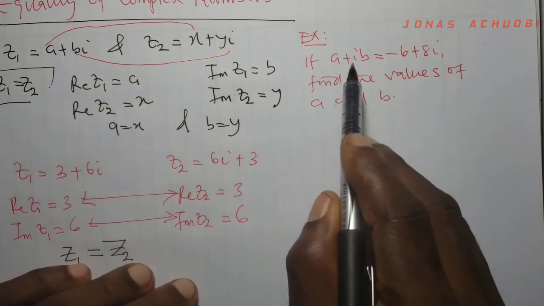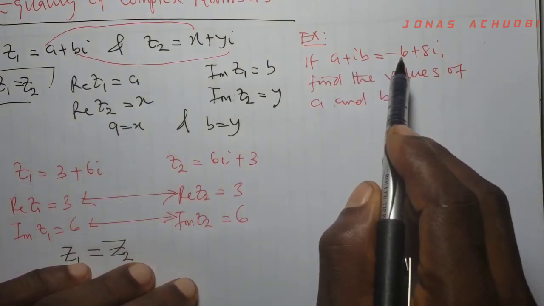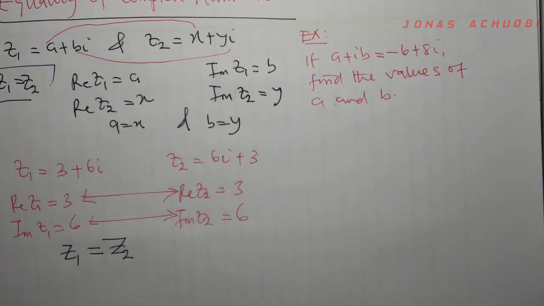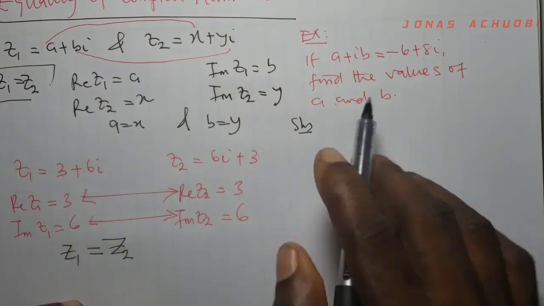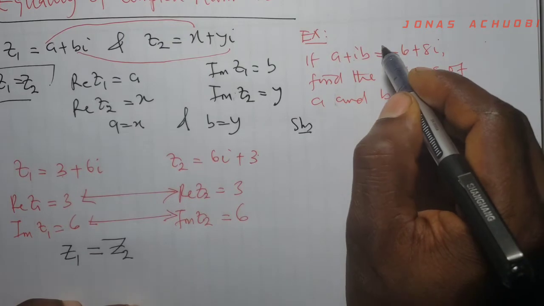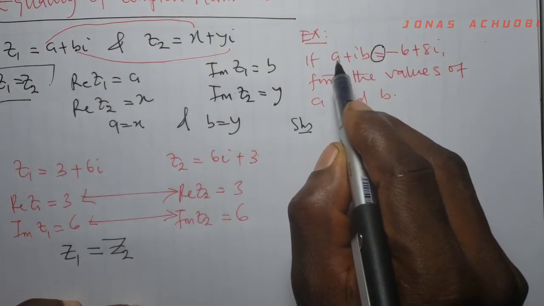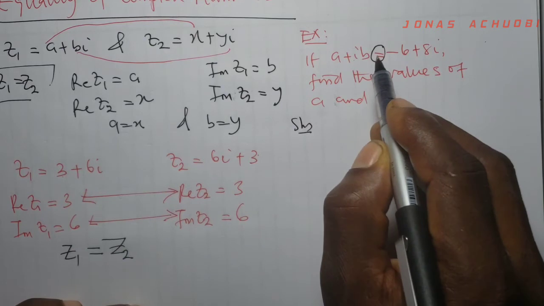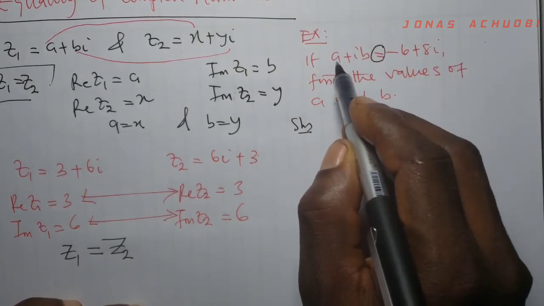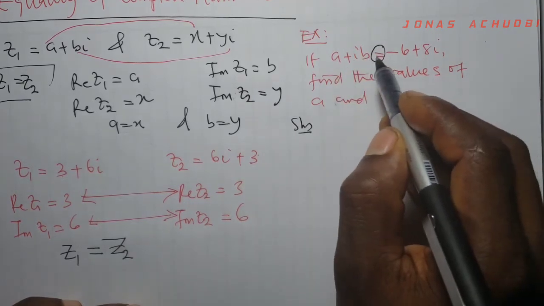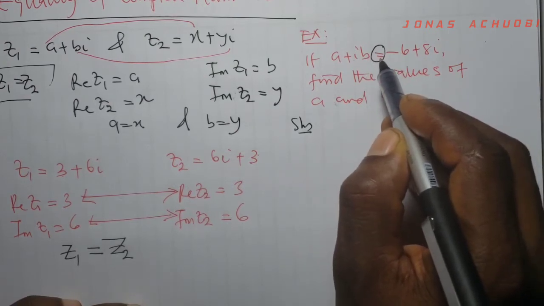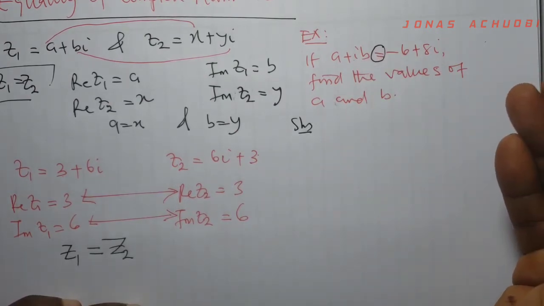Now we use this idea to solve certain problems that involve equality, and I'll show you with an example. Example: if a plus ib is equal to minus 6 plus 8i, find the values of a and b. Now, from this example, it's obvious from the statement that the complex numbers are equal. How do you know? There's an equality sign between them. We are told that the complex number a plus ib is equal to the complex number minus 6 plus 8i, and we're asked to find the values of the unknowns, a and b. Since we have seen clearly that the complex numbers involved are equal, what do we know about equal complex numbers?